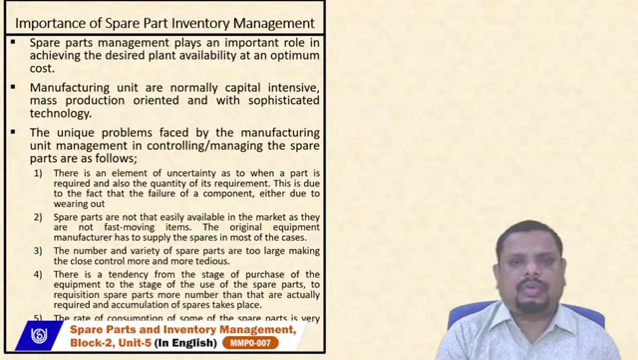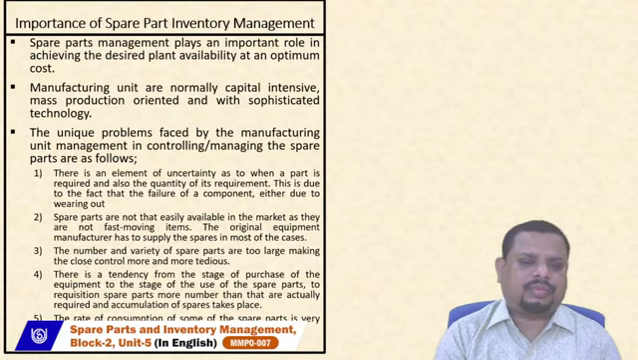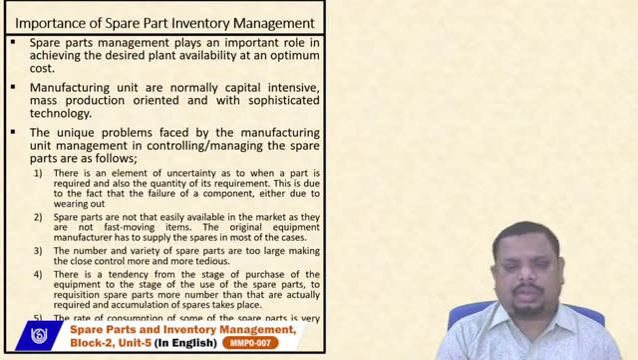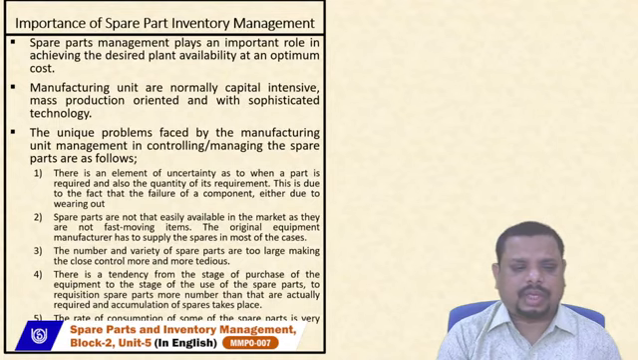If you have a number of varieties and a number of specifications of spare parts, it is very difficult to control. So in that case, you have to focus on those spare parts which have a large number of varieties, which is known as making close control more tedious.